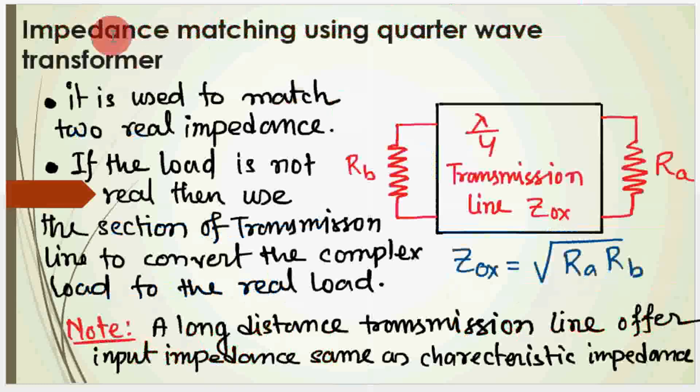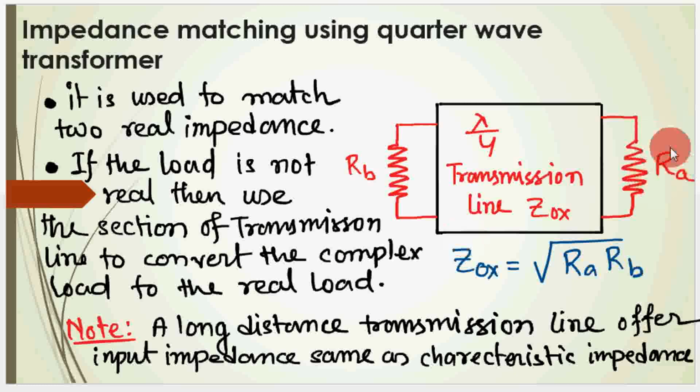So the next application is impedance matching using the quarter wave transformer, and it is used to match two real impedances, and if your load is not real, then a section of transmission line can be used to convert the complex load into a real load.